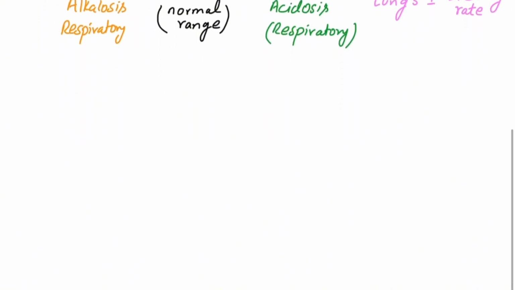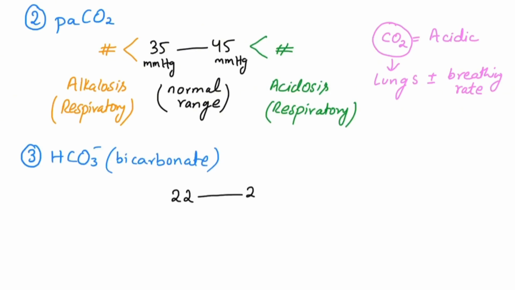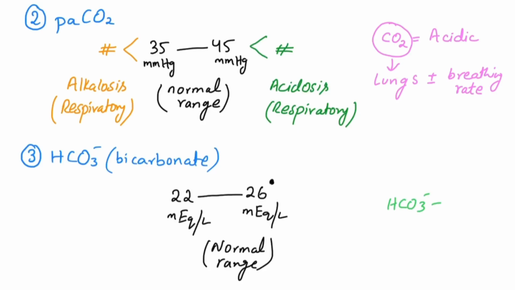After looking at the pH and the carbon dioxide level, we will look at the third thing, which is bicarbonate level. So this will basically tell us if it is metabolic in origin or not. So the normal value is from 22 to 26, and the high range could be up to 28 as well.